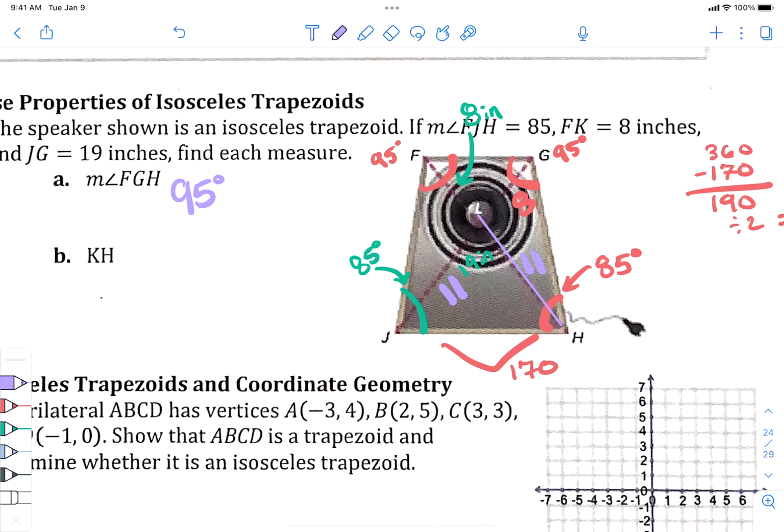Which is, now the whole thing is 19, but the middle to the bottom is 11. 11 inches. So that's how that works.